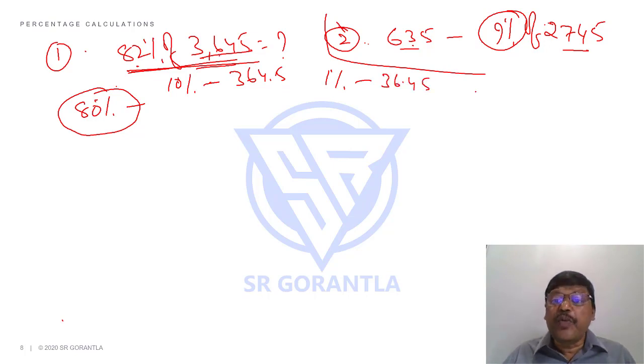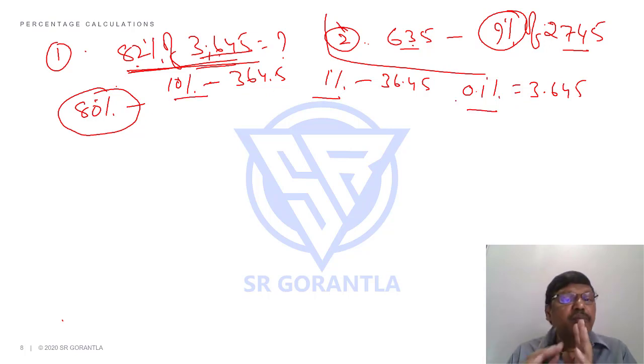Right? Or if I ask you 0.1%, 0.1 by 100 means 1 by 1000. 1 by 1000 means from the right-hand side, you should put the decimal after 3 places: 3.645. For any percent, any number, you should be able to calculate 10%, 1%, 0.1% comfortably.